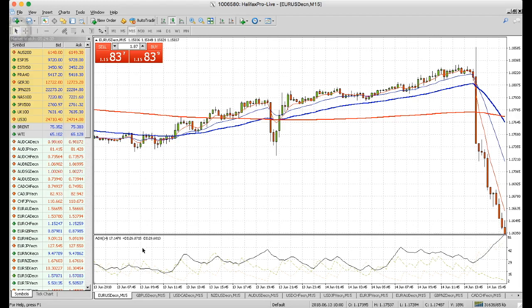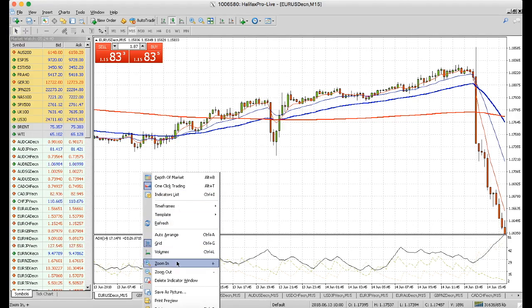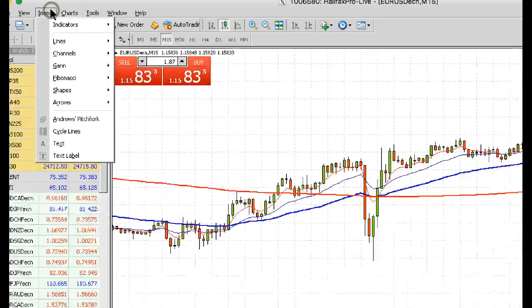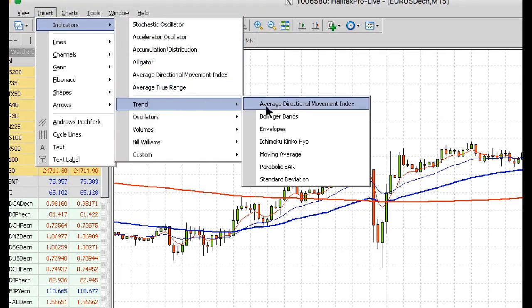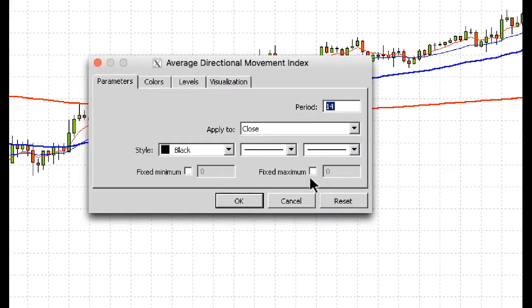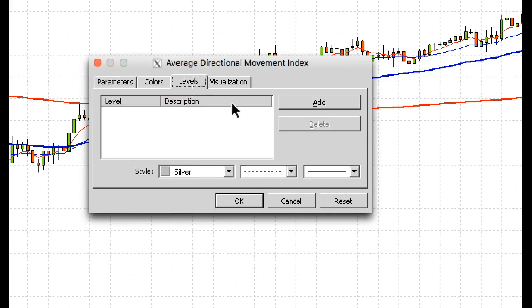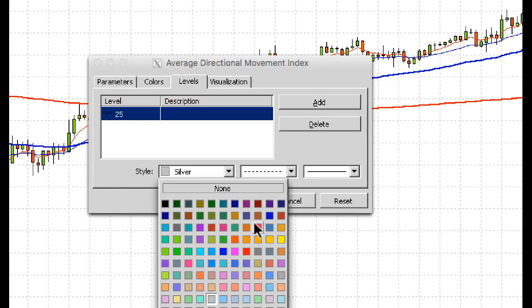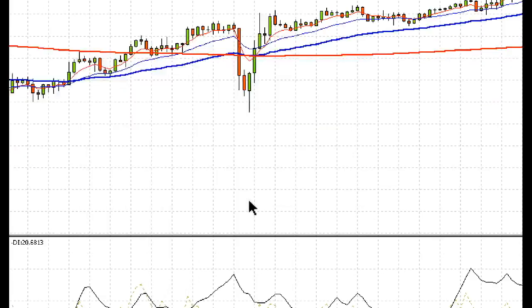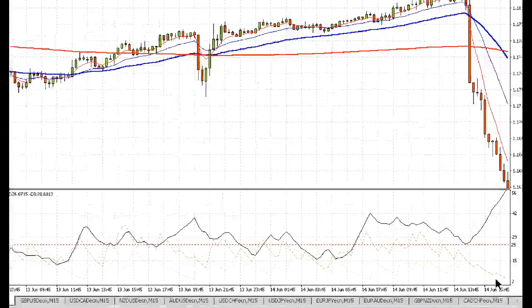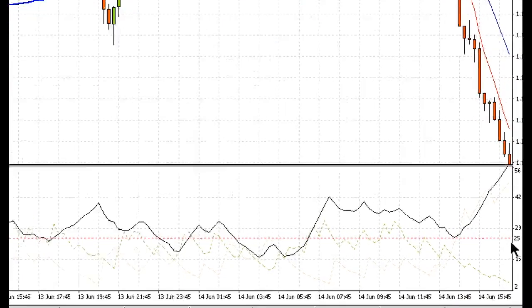Hold on, let me just get back to the ADX over here. Let me just delete that. Let me do that again. So insert indicators, trend, ADX. Okay, so period 14, right? Style black, levels. I want to add a level, which is 25. Go to levels, add 25. You can put red if you want. Okay, there we go. So what this does is it puts a red line at 25.